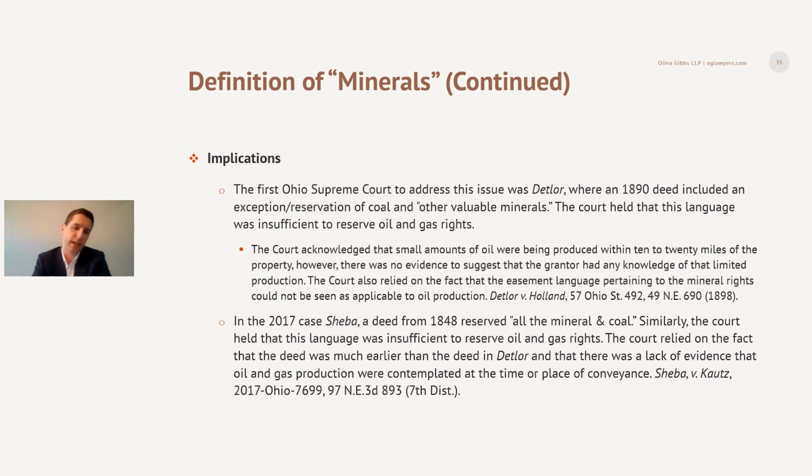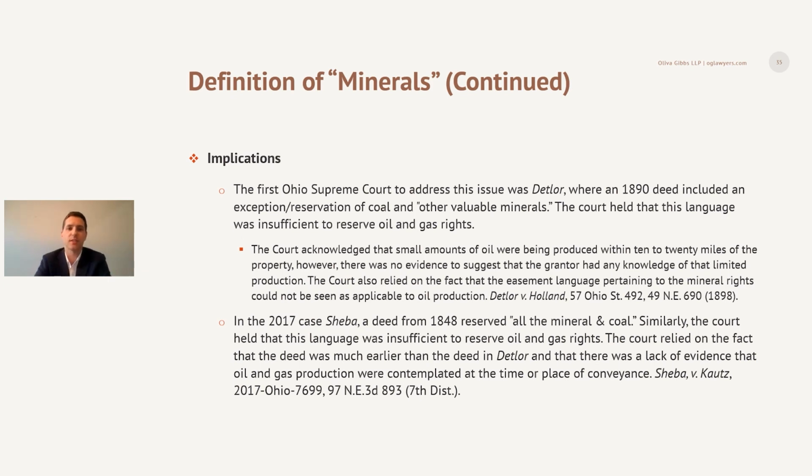Just some kind of case law here that's dealt with the issue. The very first case that delved into this was Deltler. In that case, they examined a deed from 1890, and it included a reservation of coal and other valuable minerals. The question was, does minerals include oil and gas? Well, the court here held that it did not.